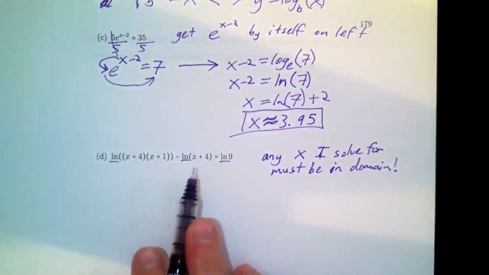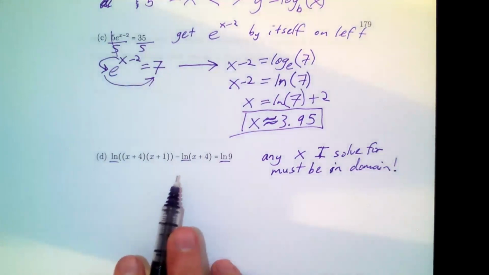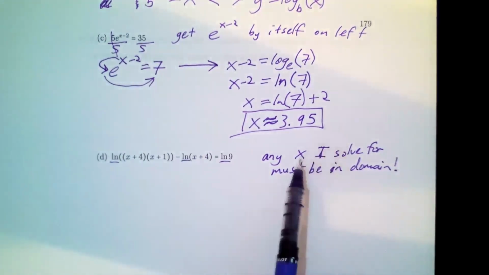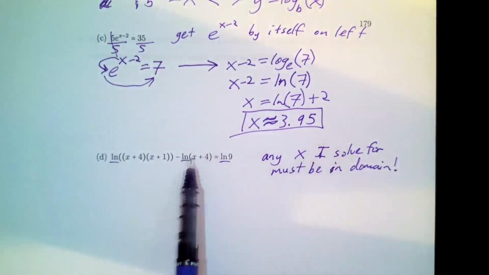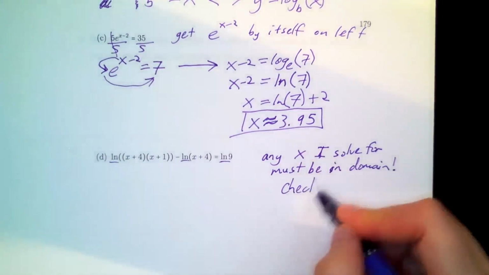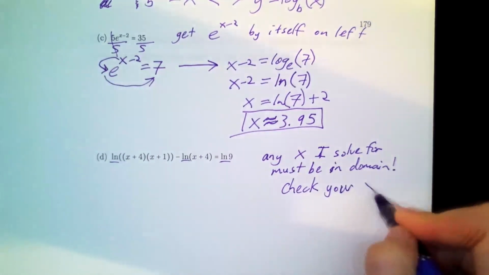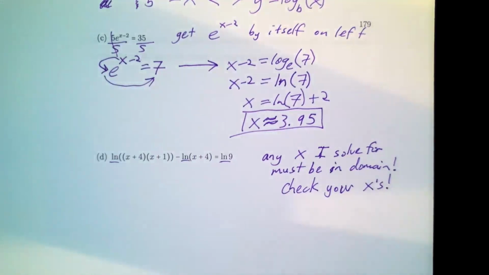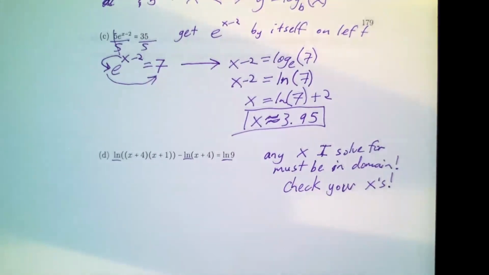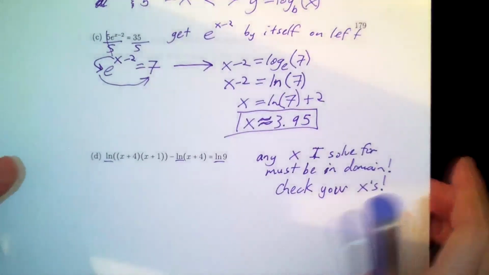Like I could solve this and get x values that just straight up don't work in my logs. So we've got to be suspicious of the x values I find. They may not actually work. They may not be in the domain of our logs. So we have to make sure any x values we get don't cause me to take the ln of a negative number. We're going to have to check our x values at the end. Make sure they work. So we got to be suspicious whenever we see a log equation. We have to check our x's, make sure that they're in the domain of our logs.